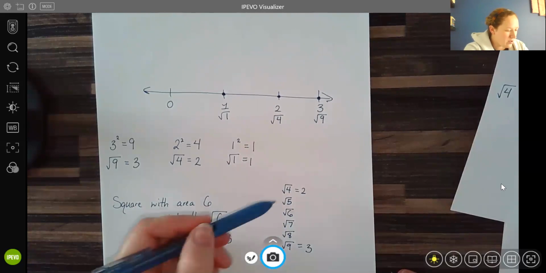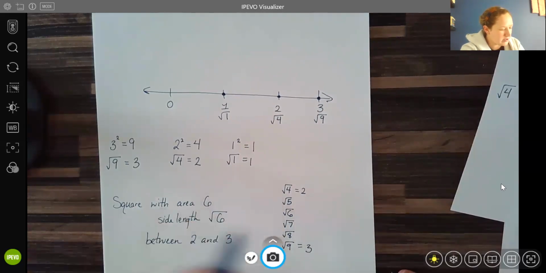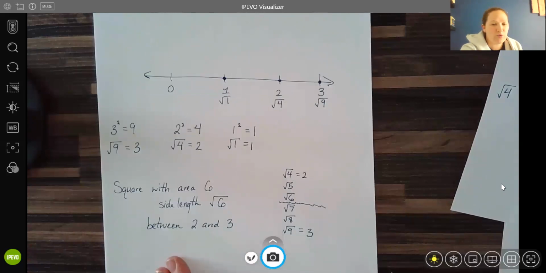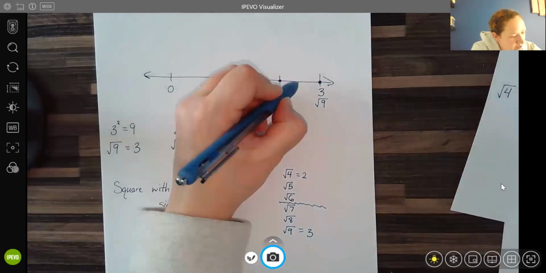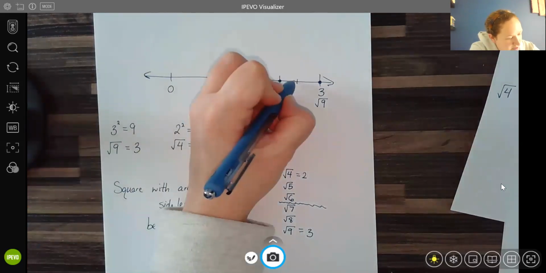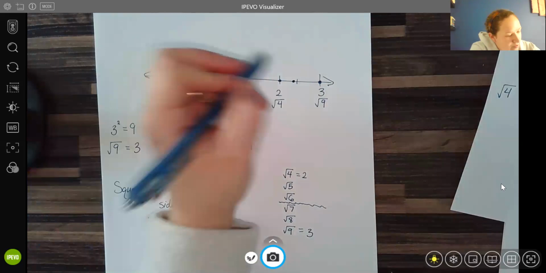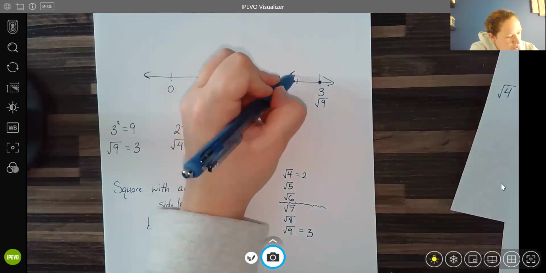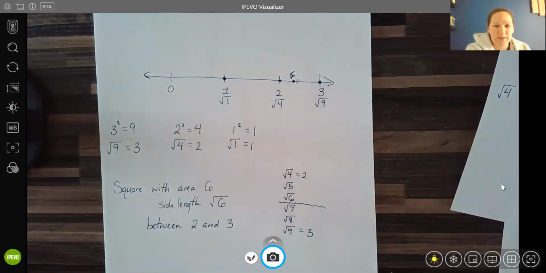And if I think about that halfway point, square root of 4, and then square root of 5, square root of 6, this is kind of the halfway point. Square root of 7, square root of 8, square root of 9. Okay, so that square root of 6 is going to fall a little closer to the square root of 4 than the square root of 9. So if I think about that halfway point, again, this is an estimate. I'm doing the best that I can. But maybe right about in that area, I would graph the square root of 6.